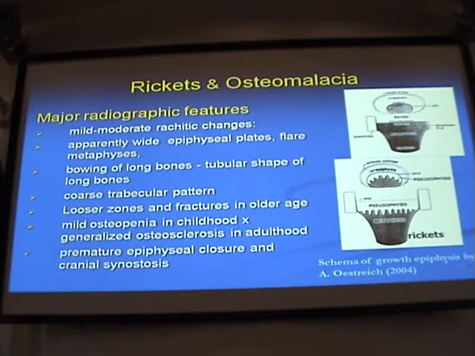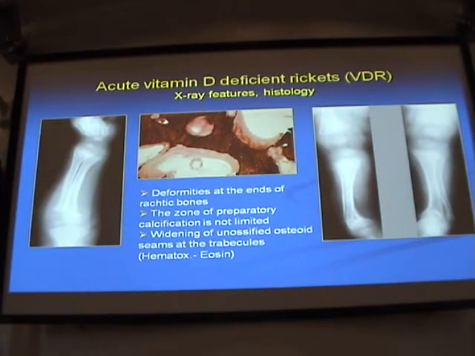On this scheme of rickets by Estreich, you see so-called pseudo-epiphysis. It is the widening of epiphyseal plates and demineralization of carpal-tarsal bones. You see typical X-ray changes and deformities at the ends of rachitic bones. And on the histological figure, you see widening of unossified osteoid seams at the trabeculae. Hematoxylin eosin stain.